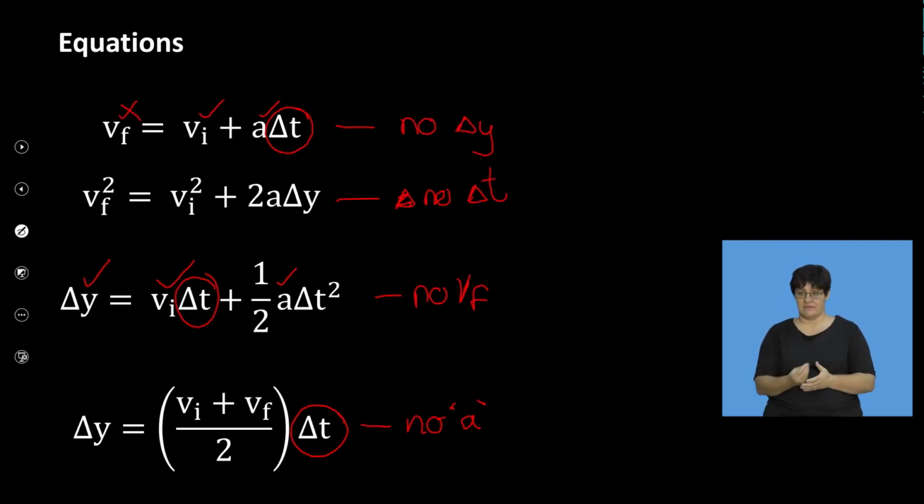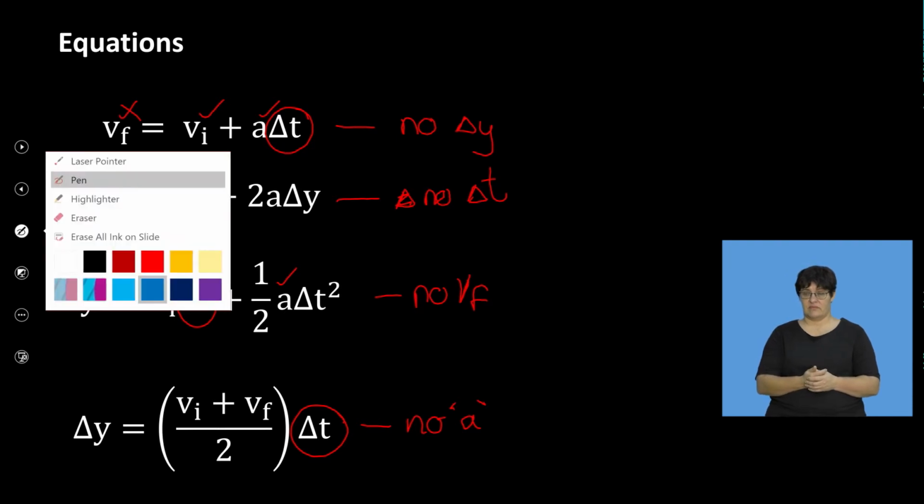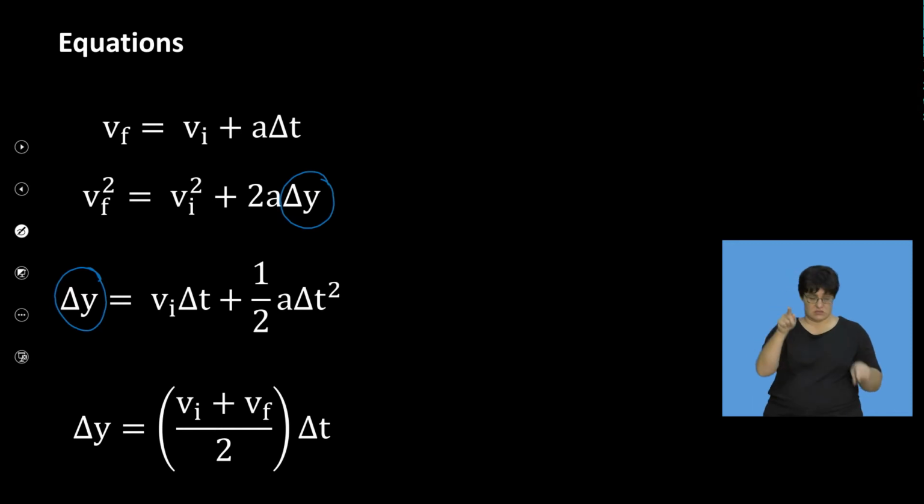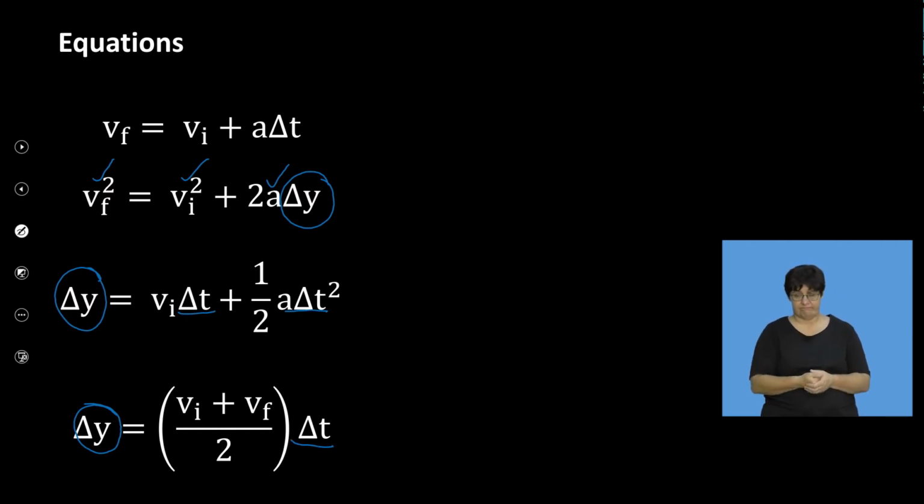We had, all right, let's just get rid of everything I've got here. So we had VF, we wanted delta y. Okay, so I want delta y, there's delta y, and there's delta y. I know VF, great. I know VI, great. And I know A. Oh, look, that would be the most logical equation. I don't know delta T, I don't know delta T, I don't know delta T. Equation chosen. So let's go back.